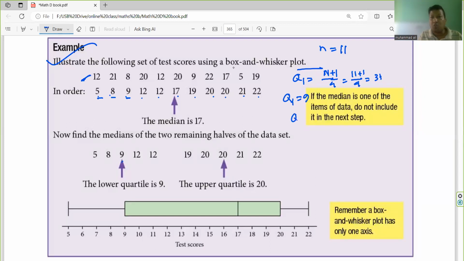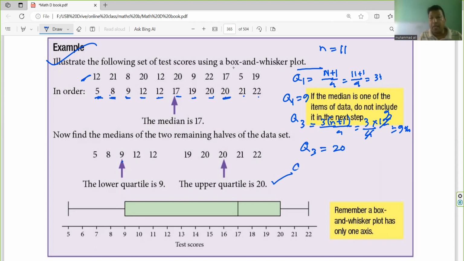And Q3 is 3 times n plus 1 divided by 4. So it will be 3 by 4 multiplied by 12. It will be 9. 3 4s are 12, and 3 3s are 9. So the 9 position will be our upper quartile. So from here 1, 2, 3, 4, 5, 6, 7, 8, 9. So the 9 position is 20. So our upper quartile is 20.